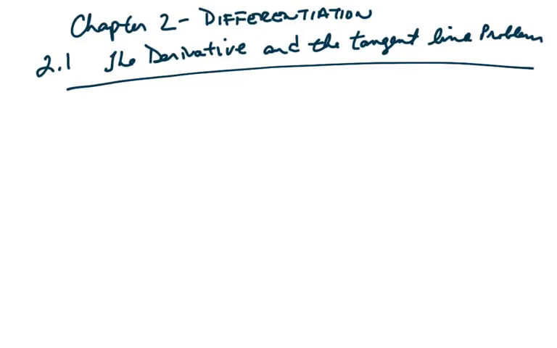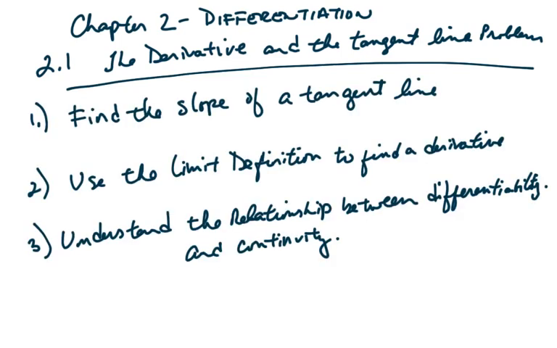Okay, moving into chapter 2, which is dealing with differentiation, we're going to start with section 2.1, which is the derivative and the tangent line problem. And in this section, what we should be able to do is, number 1, find the slope of a tangent line for a function. Number 2, use the limit definition to find the derivative. And number 3, understand the relationship between differentiability and continuity.